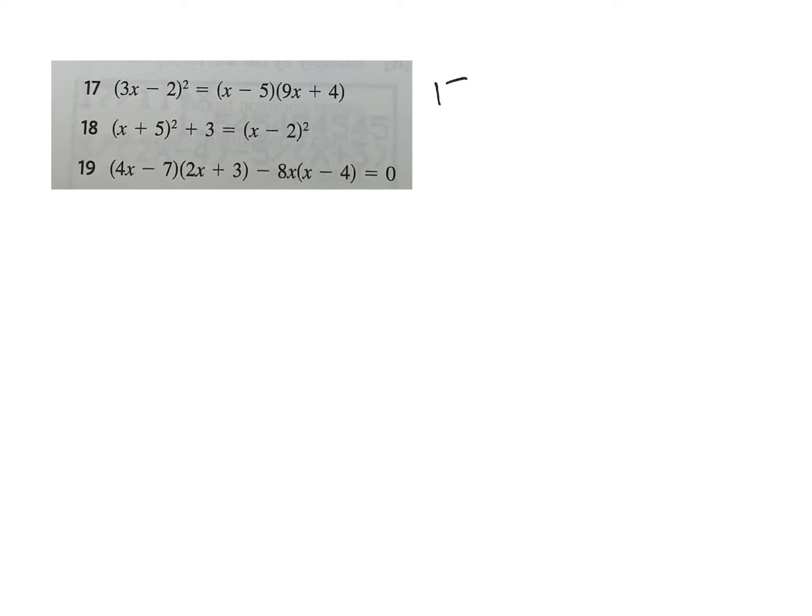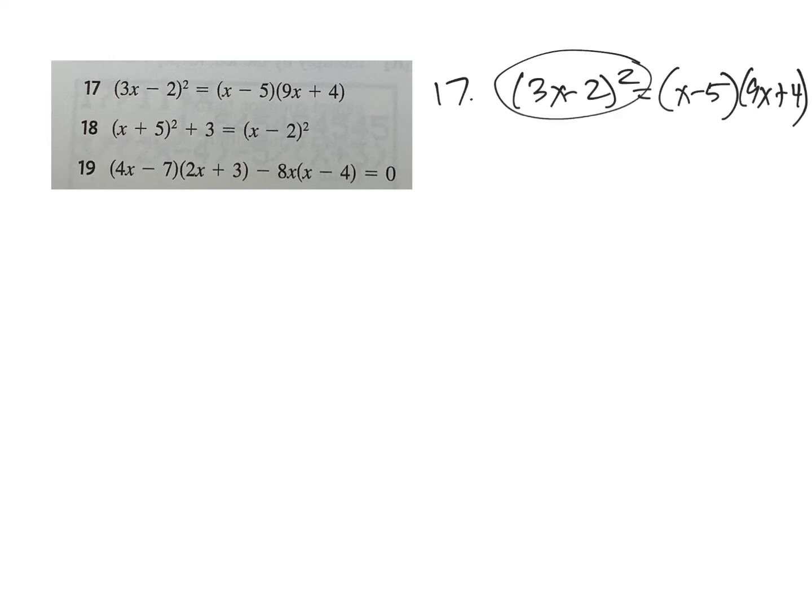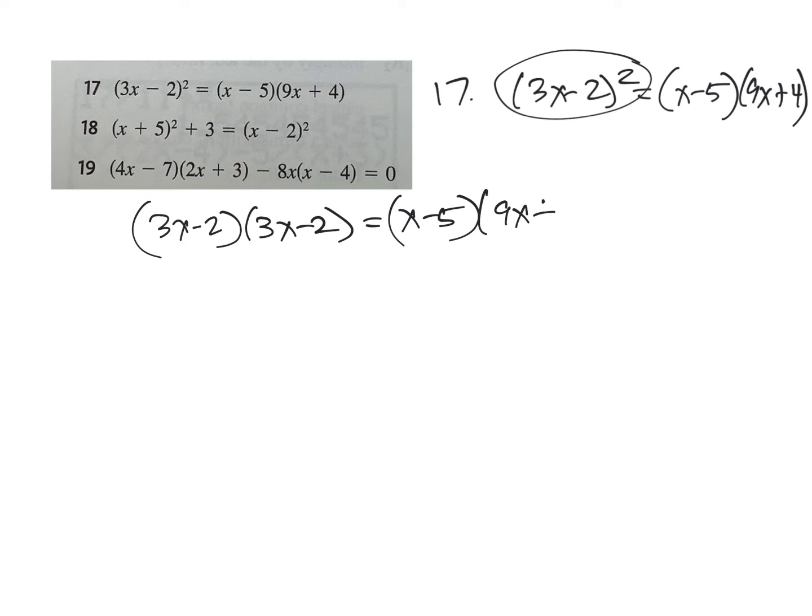Number 17. Now we're introducing exponents. Okay, so again, we can't really do anything here other than distribution and figure out what that is. So 3x minus 2 times 3x minus 2, and x minus 5 times 9x plus 4. Because we've got to get x by itself somehow, you've got to get rid of the parentheses. To remove parentheses, you distribute. So this is going to be 9x squared, minus 6x and minus 6x is 12x, and then you have plus 4.